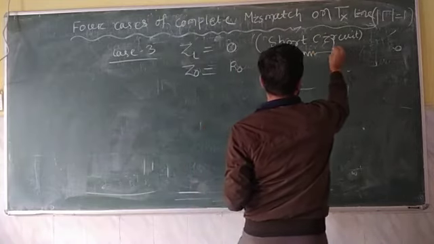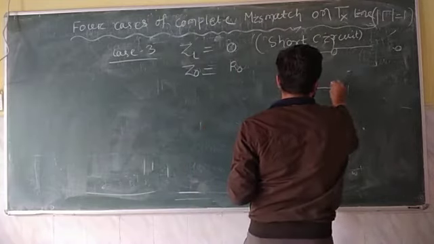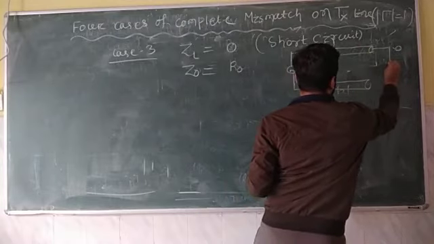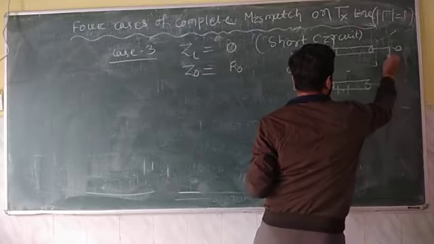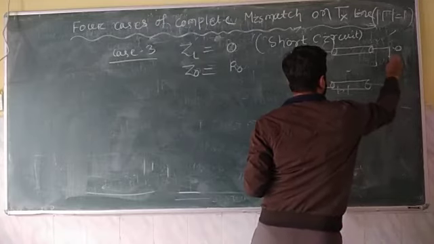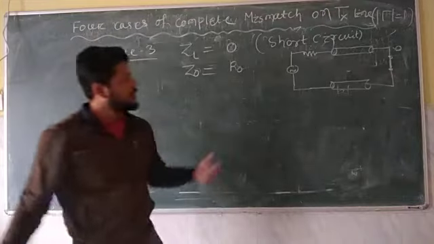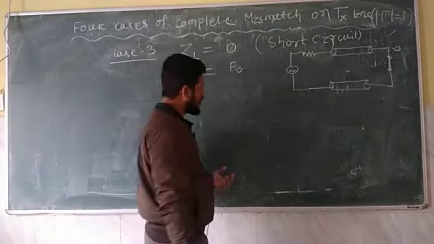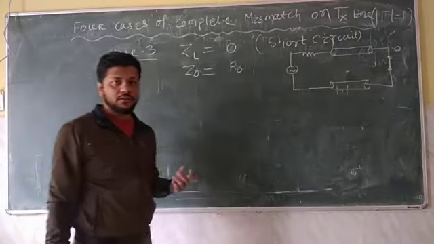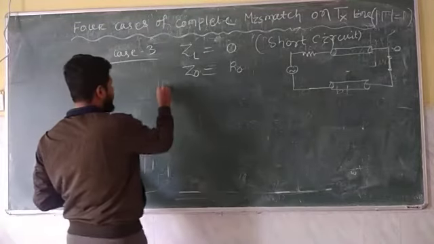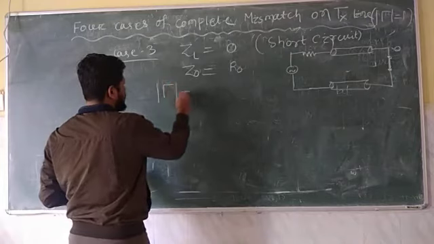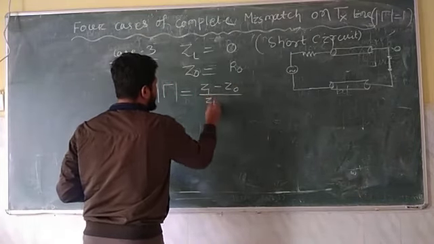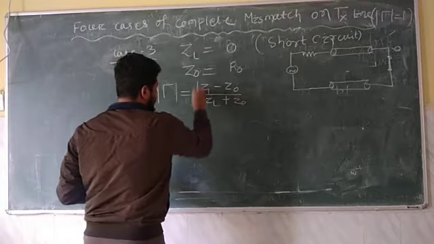This is your source, then you have your transmission line, and your load is a short circuit. So this is just the condition for short circuit. In the short circuit condition, what will be the value of load impedance? The load impedance value is 0. Then how to calculate gamma? Gamma magnitude is equal to the magnitude of ZL minus Z0 divided by ZL plus Z0.